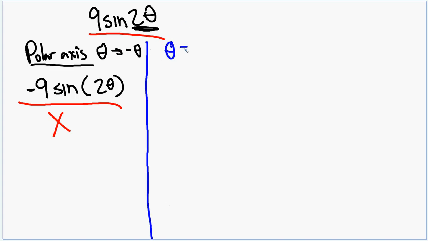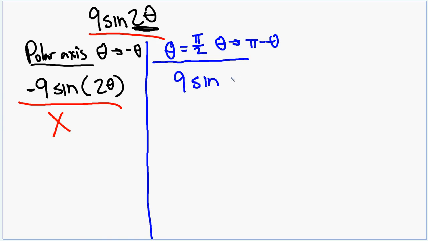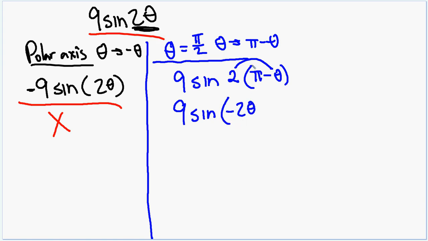Next will be y-axis, or theta equals half pi in terms of polar stuff. We're going to replace theta with pi minus theta. So we're going to have 9 sine of 2 times quantity pi minus theta. I am going to distribute the 2. I'm going to go to the negative theta first, so we'll have negative 2 theta here. And then 2 times the positive pi is plus 2 pi. And we all know that a trip around the unit circle is 2 pi radians, so this would just take us around and leave us back where we started.